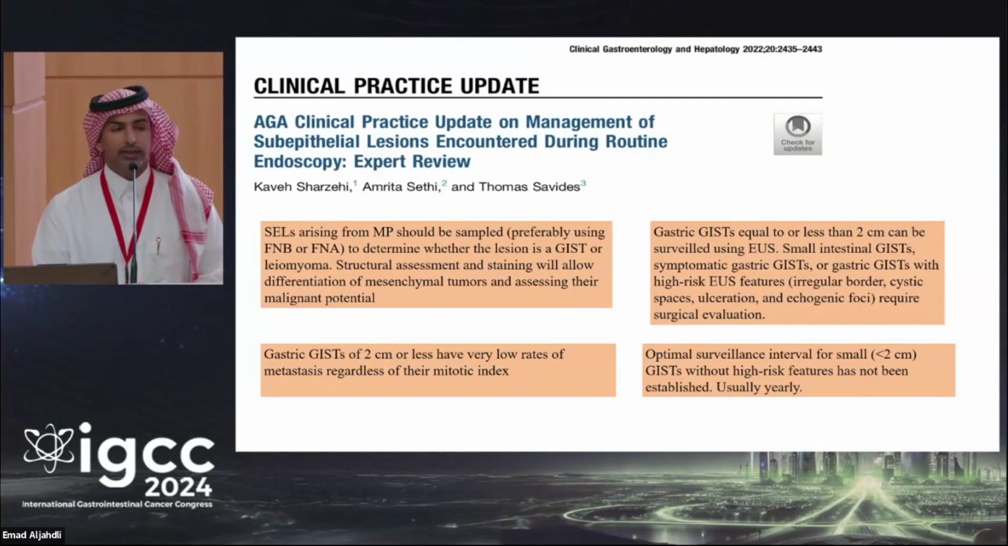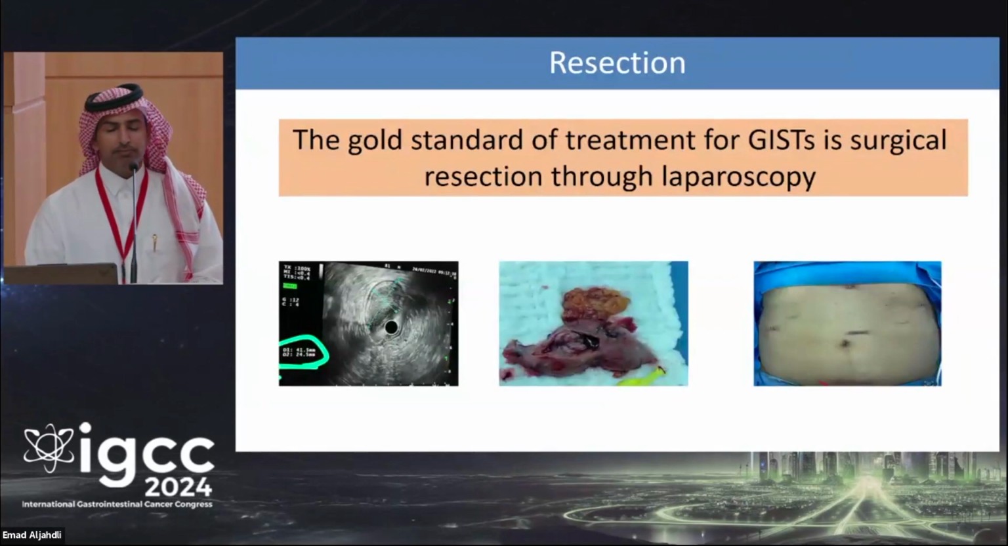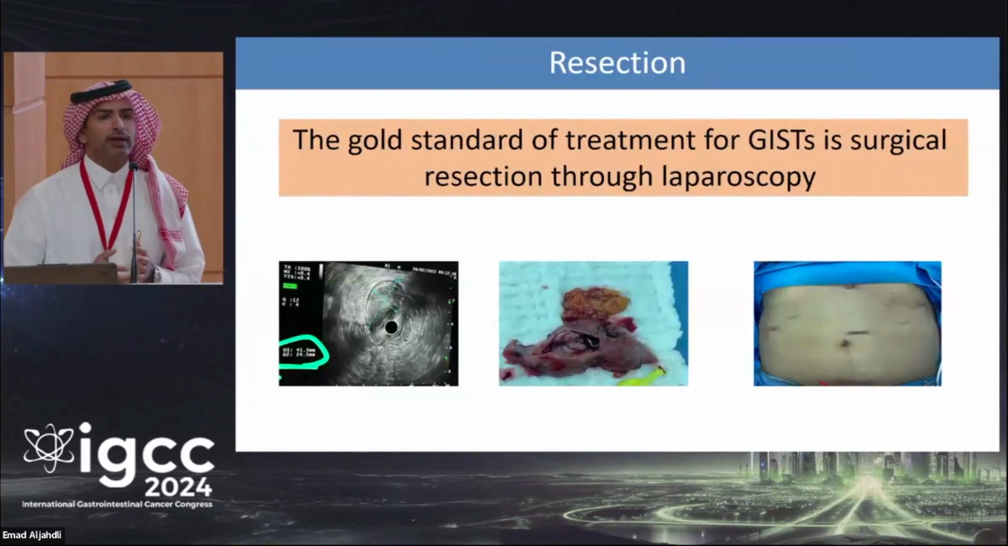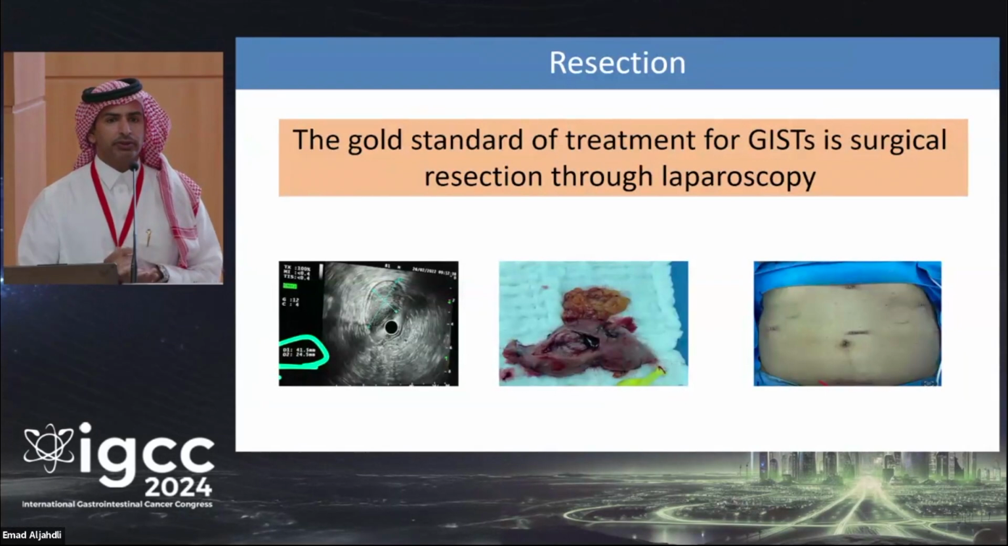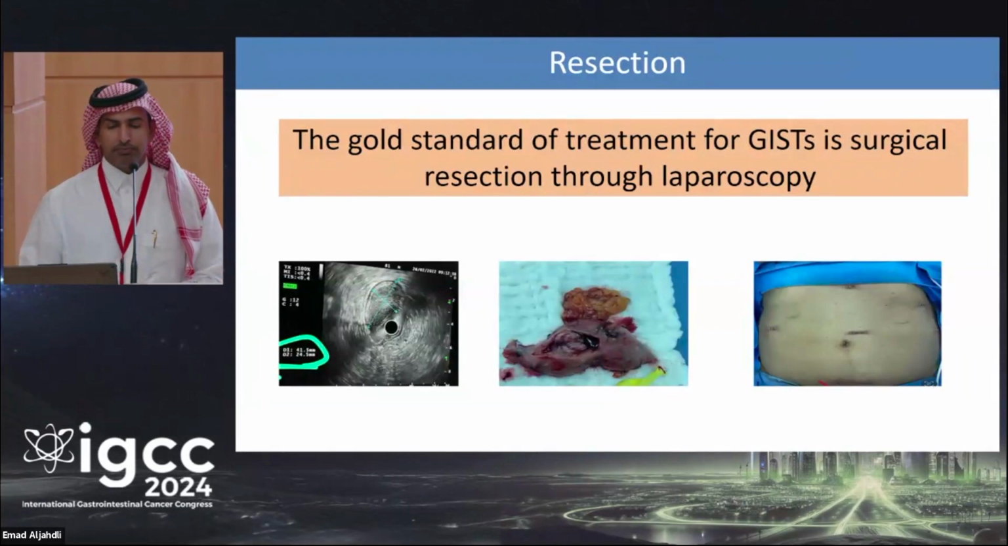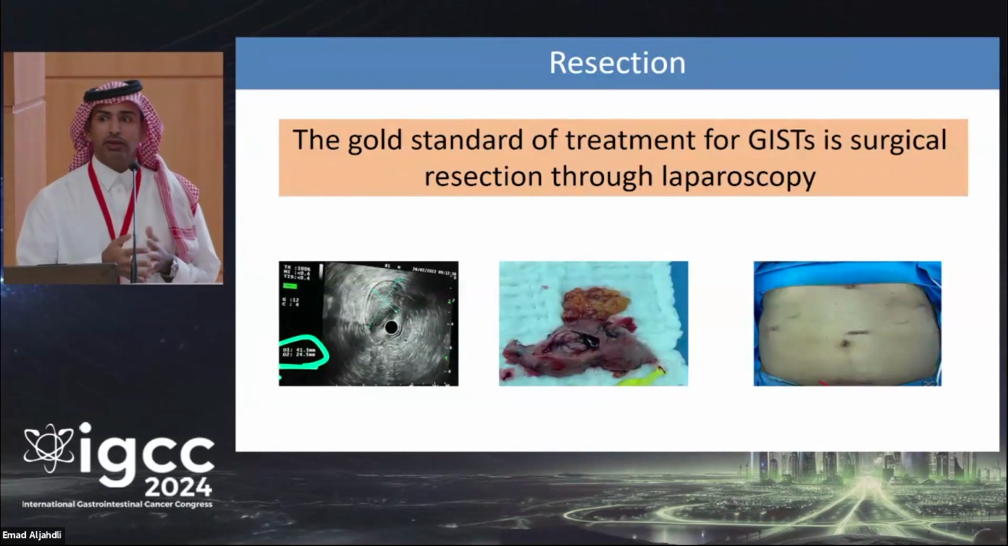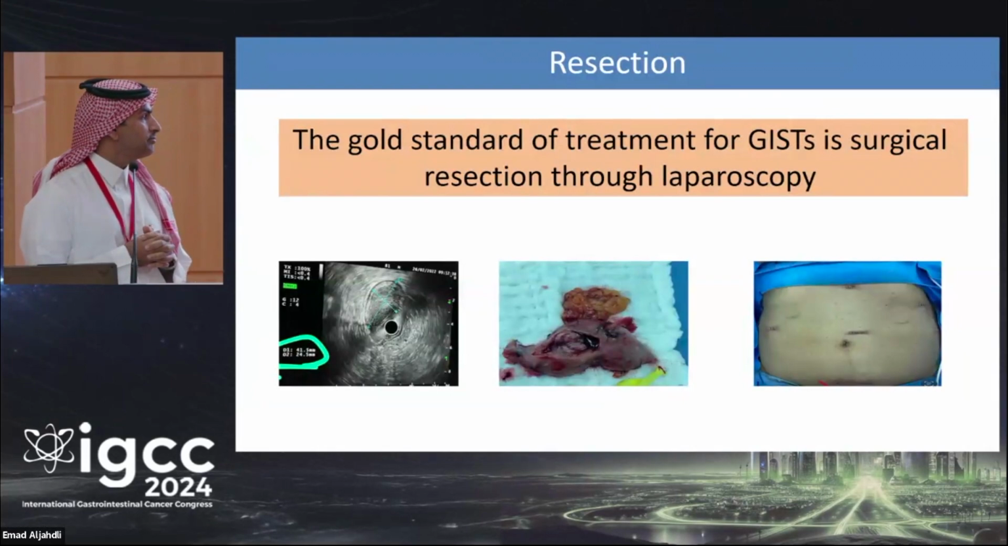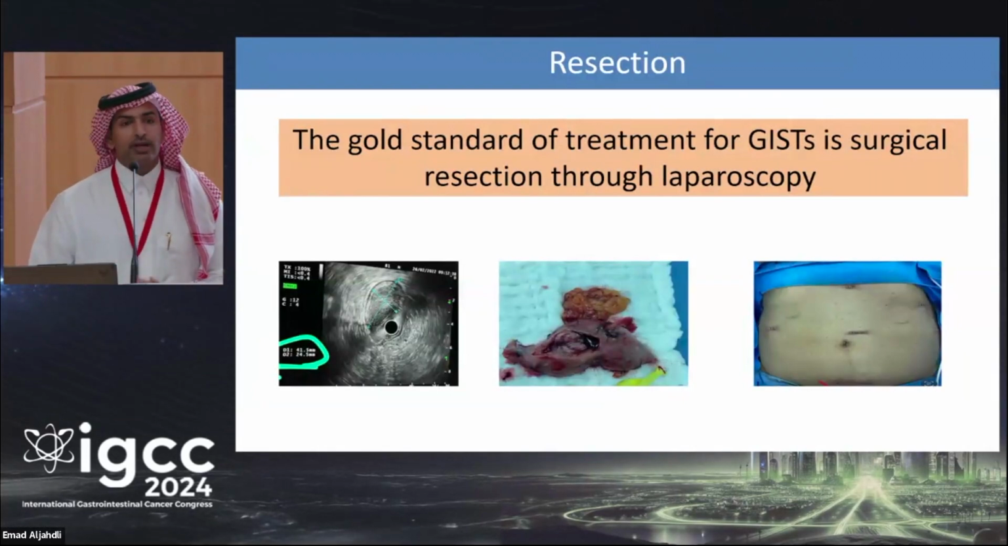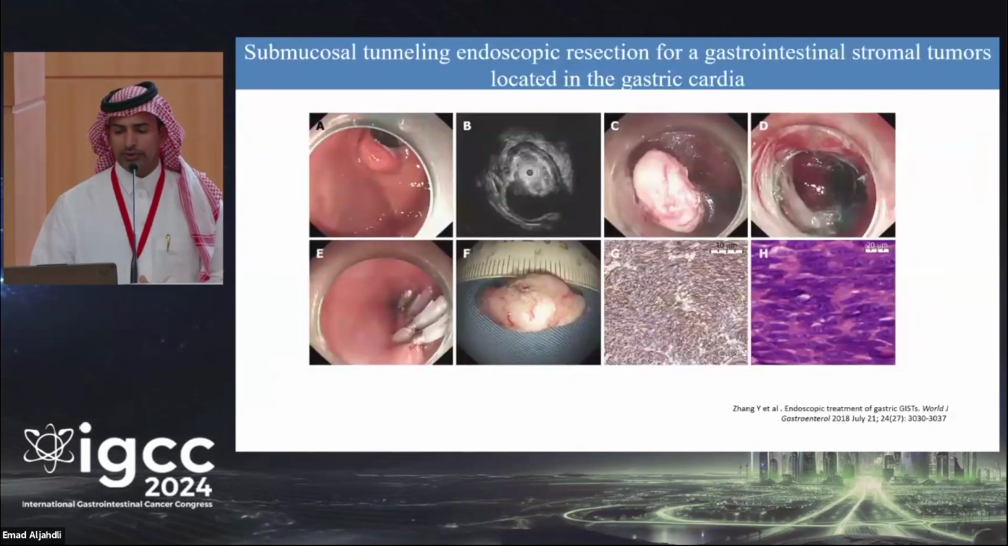Optimal surveillance for less than 2 centimeters without higher risk features, we don't know, but usually we do it yearly. The standard treatment is surgery. So you have a lesion, you have GIST with malignant potential, you go with surgery. And it depends on the location. Okay, so you decide for surgery, and it depends on where the lesion is, you decide how to remove it.